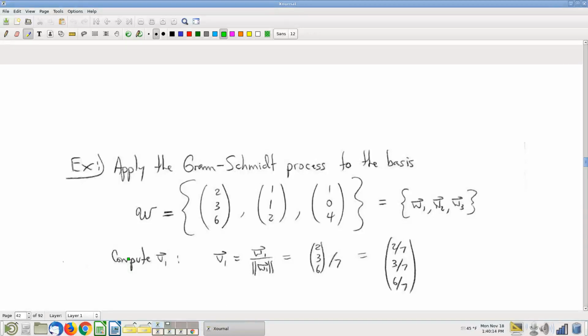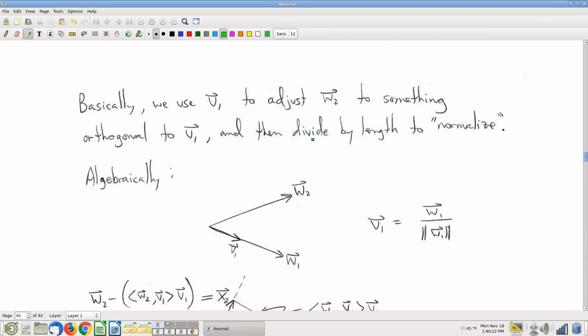Okay, so here's where we were talking about last time. We were talking about the Gram-Schmidt process. Keep in mind what the Gram-Schmidt process is. And let me just go back a couple pages here.